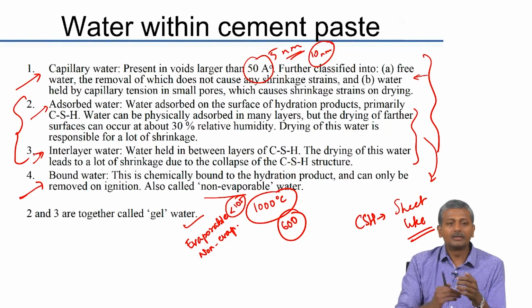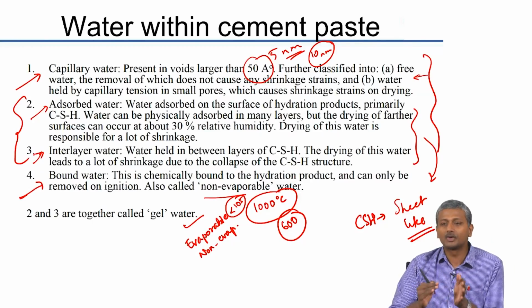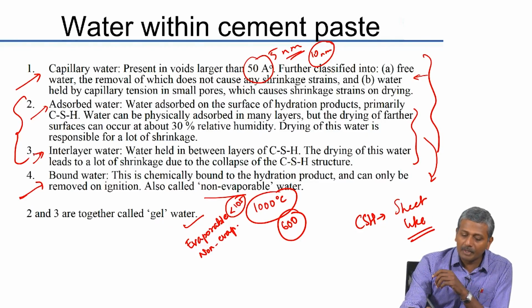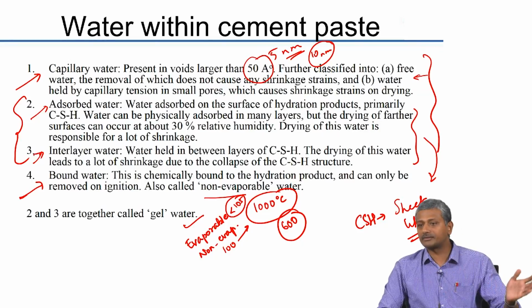Correct. So this boiling point also may actually be much higher than 100, but we generally assume that by 100 we are removing the water which is evaporable. The later part, which is non-evaporable, you go from 100 to 1000 degrees Celsius and look at the mass loss and attribute that to the hydration products.